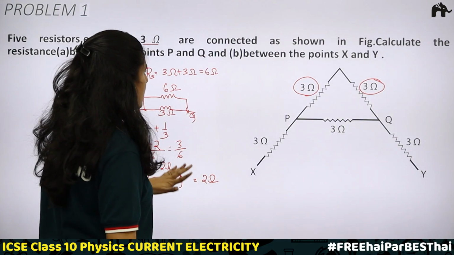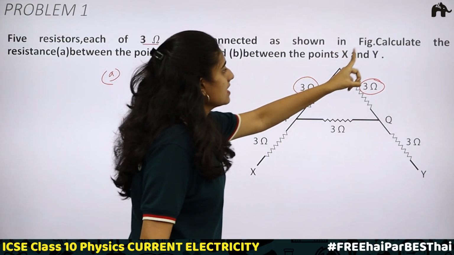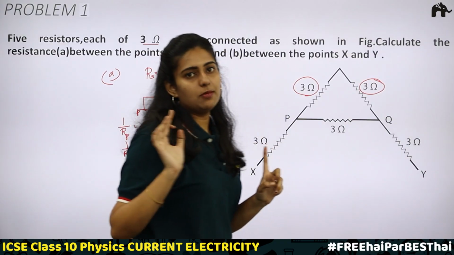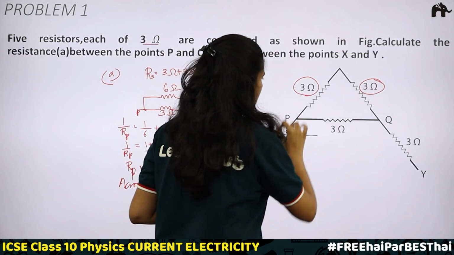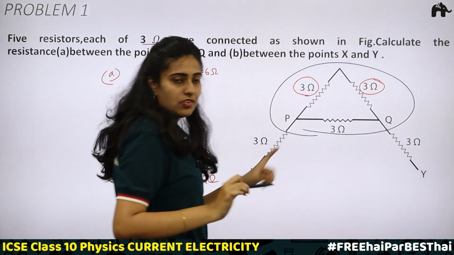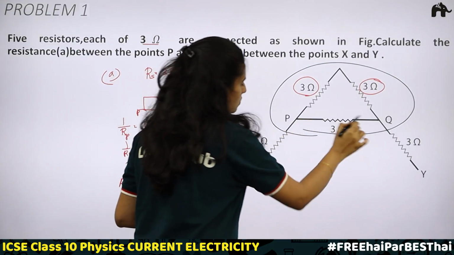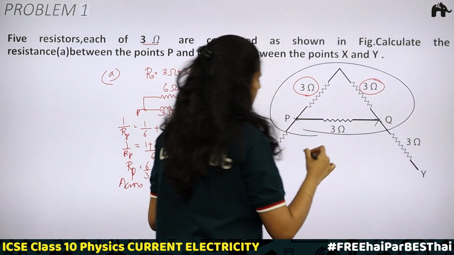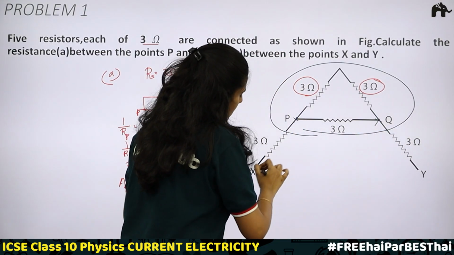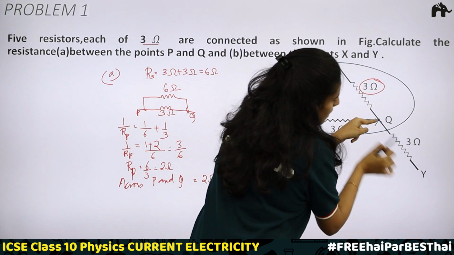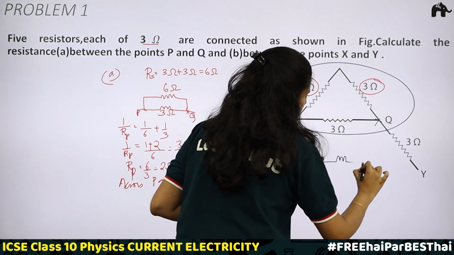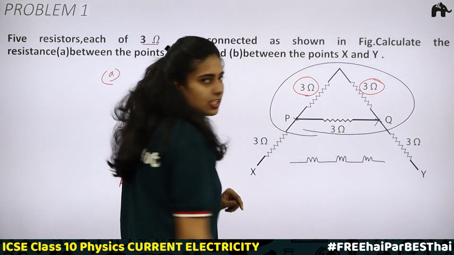Now, the next part, between the points X and Y. How to find between the points X and Y? This complete part is solved, and we are getting 2 ohm. So here the ends of this 2 ohm are connected to the first resistor and the second resistor, which means there is a series combination. This is how they are connected. There is a continuous connection, right?